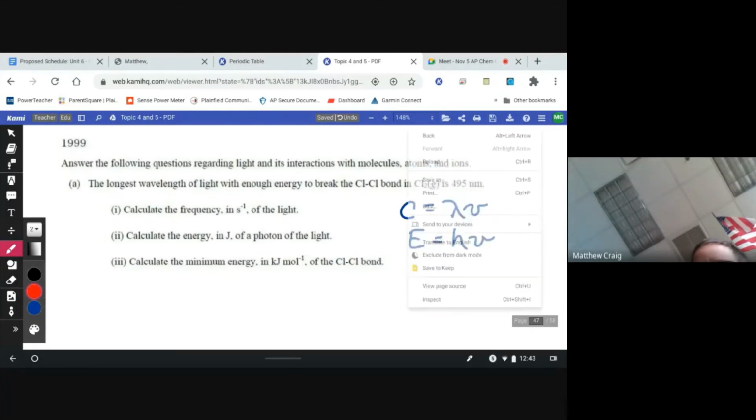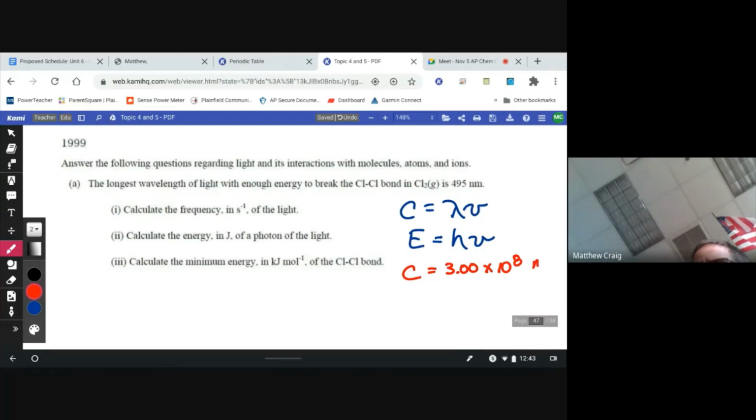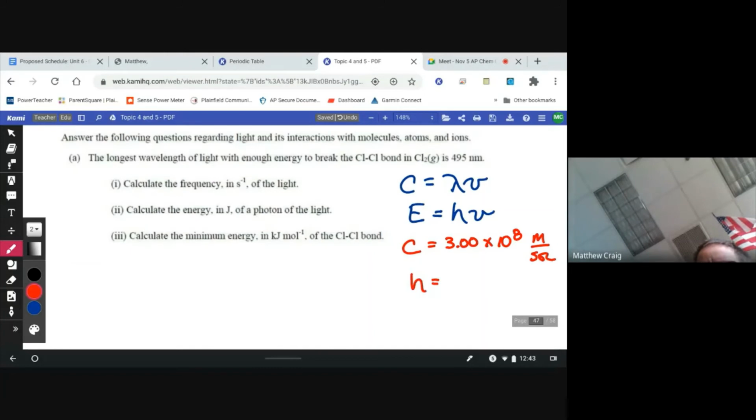Did we do this unit? I don't even remember. Well, a while ago. Frequency. We did it not too long ago. So it gives us wavelength and means frequency. I know which equation to use.